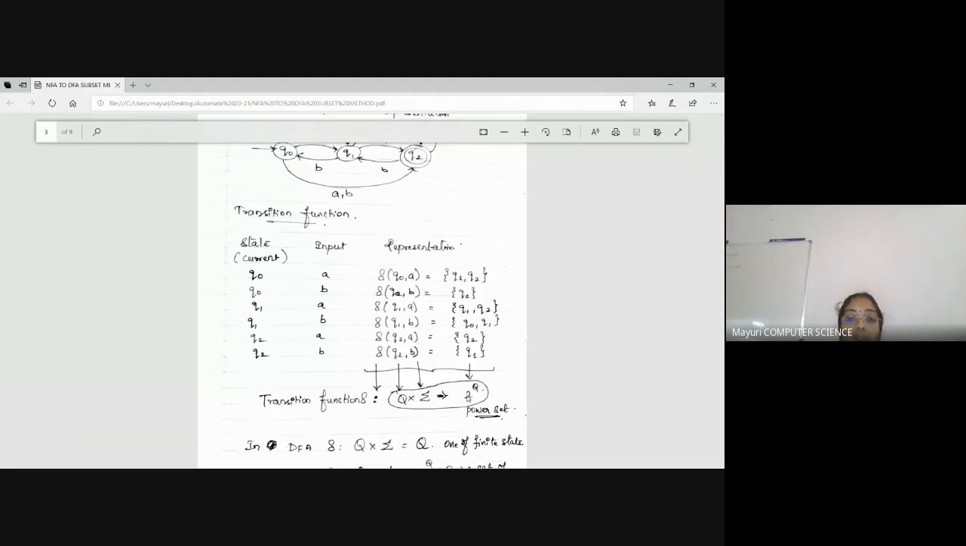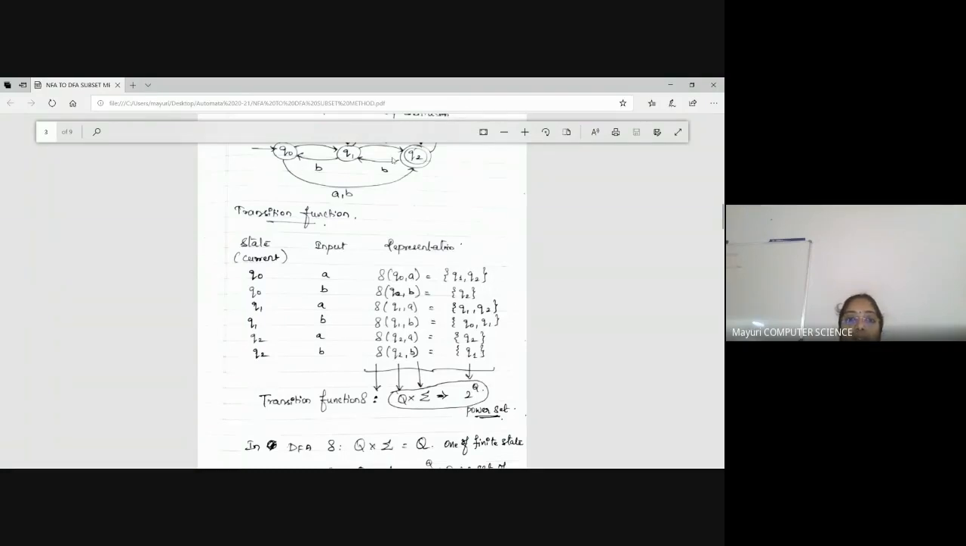How can I represent my transition function? See, the transition function is like this. From the set of all possible states, that is called a bigger Q, if I apply my set of all input symbols, A and B, I will be going to a power set of states. This is the power set, meaning possible combinations.